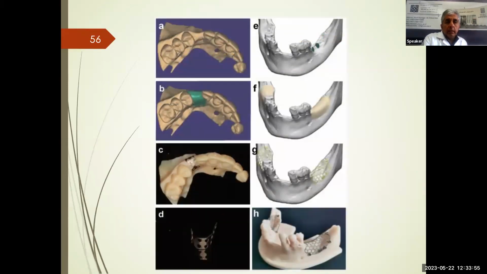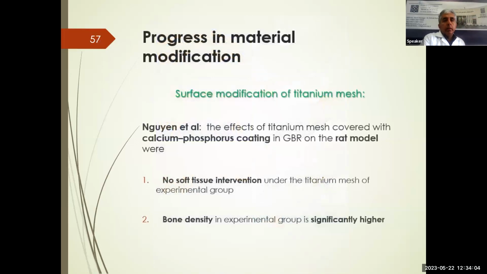You can see the workflow, which the other colleagues explained in the previous literature. Progress in material modification: some authors try to apply a calcium phosphorus coating in the GBR rat model in order to gain better results.